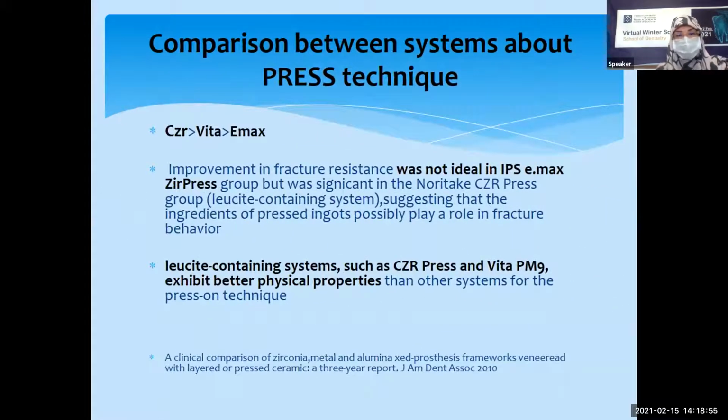This article has compared 3 systems about the press technique, and results show that CZR has higher value than Vita, and Vita has higher value than E.max. And the authors concluded that leucite containing systems such as CZR Press and Vita PM9 exhibit better physical properties than others.